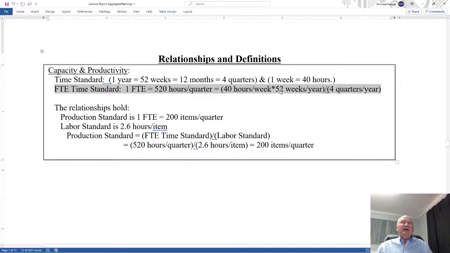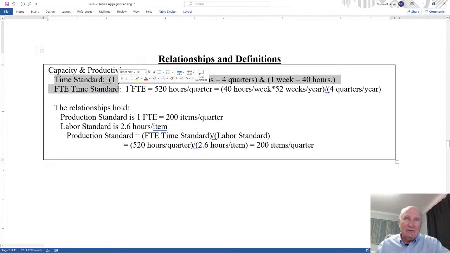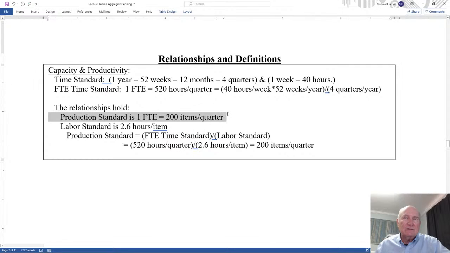Now, once you have that, then you start looking at your standards. These are your time standards and your FTE time standard. Down here you say, okay, my production standard is 1 FTE makes 200 items per quarter. That's what we've been using. That can change, and it will change from company to company, from product to product, even from department to department, because different people are efficient.